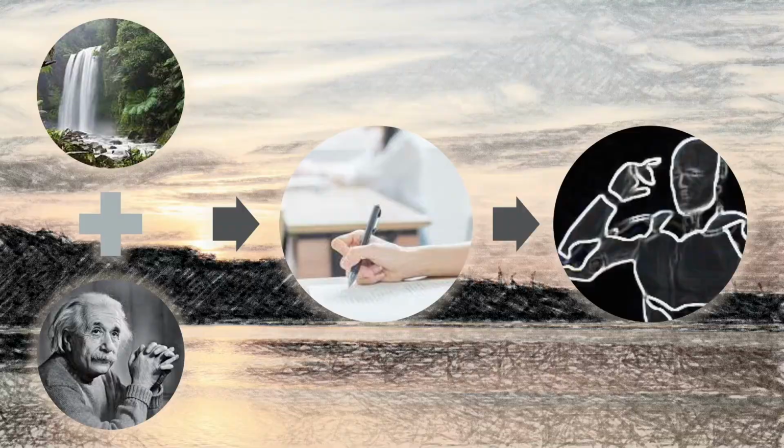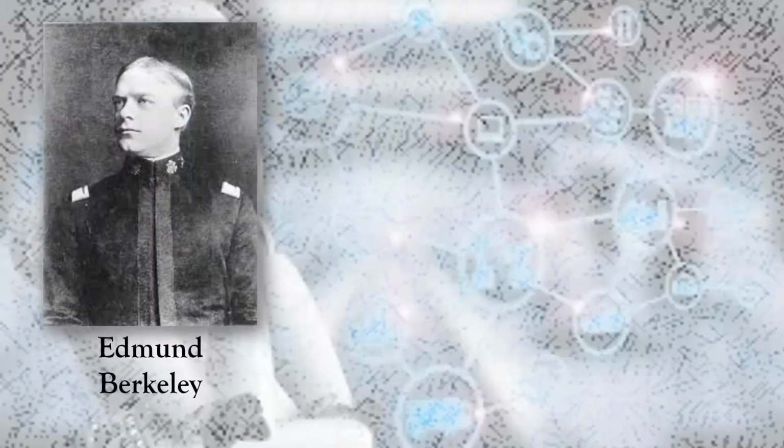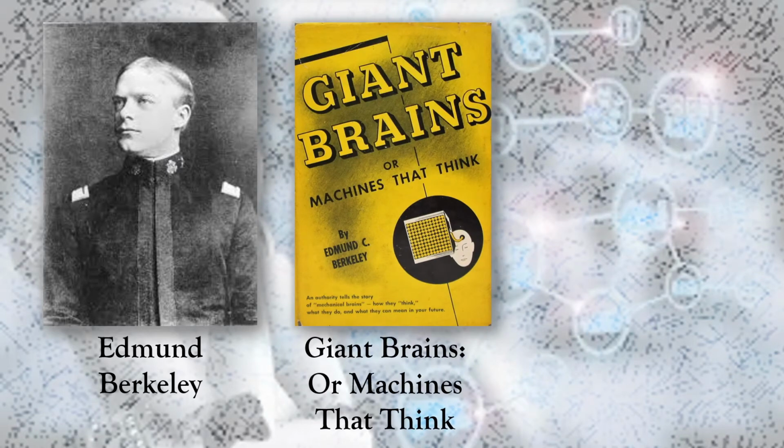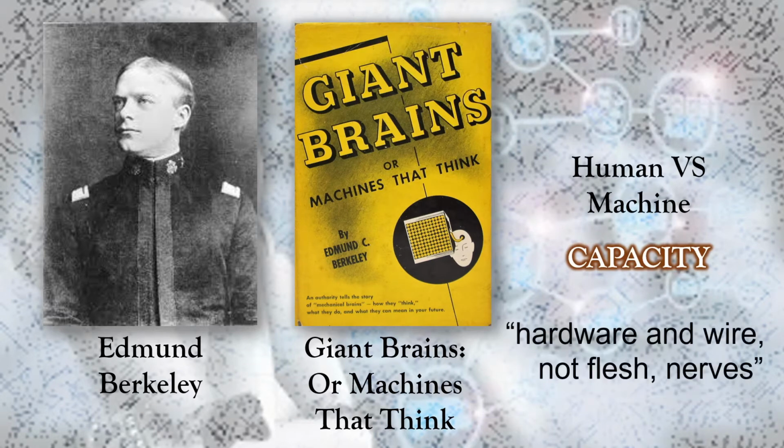In 1949, Edmund Berkeley, a computer scientist, wrote a book called Giant Brains, or Machines That Think. He said that machines were increasingly able to process much information. He even contrasted machinery with human brain, comparing the capacity by saying hardware and wire, not flesh, nerves.